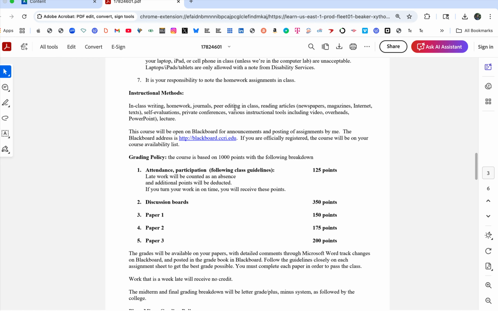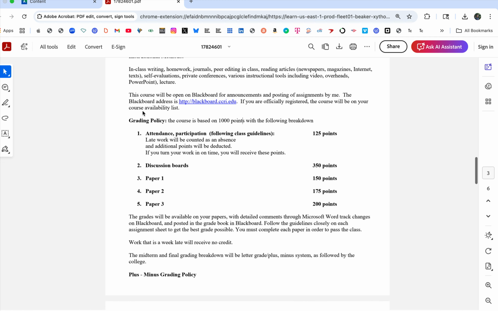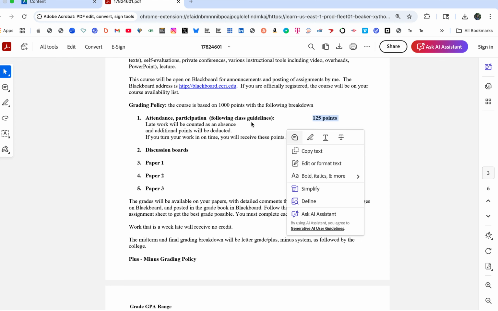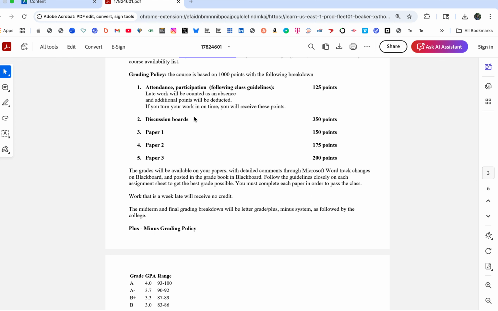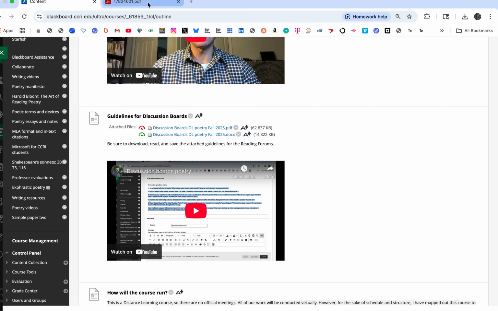All right, so here's the big money, what you're concerned about, the grading policy. I always base my classes off of 1,000 points. Therefore, if you finish with 940 points, you have 94%. So here's how the class is broken down. Attendance and participation: obviously, we're not meeting in person, but basically, if you turn your work in on time, you'll get these points. We have 10 discussion boards worth 35 points each. That's a big chunk of the class. And you have this video here where I walk through the discussion boards and have the discussion board handout. So that's the video for that.